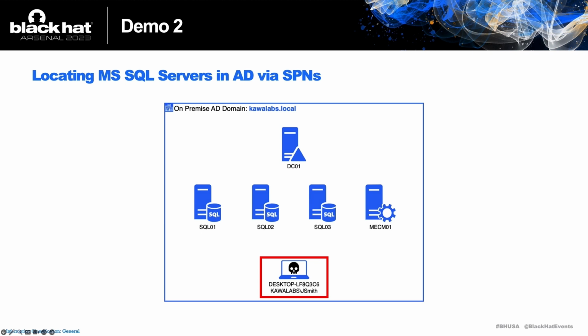Next, let's talk about how we can find Microsoft SQL servers in an enterprise network. Using service principal names is a super effective way to quickly find SQL databases in a domain. Now keep in mind, this isn't going to find all SQL servers, but it's going to find the ones that have a registered SPN. Shout out to Daniel Duggan, who's Rasta Mouse on Twitter, for adding this capability into SQLRecon.